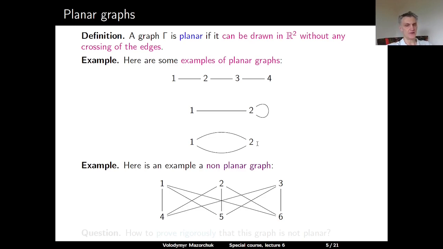And here is an example of a graph which is not planar. So we have vertices 1, 2, 3, 4, 5, 6, and then edges 1-4, 1-5, 1-6, 2-4, 2-5, 2-6, 3-4, 3-5, 3-6. So how it is drawn here, this is obviously not planar, but the question is how to prove rigorously that this graph is not planar. And a couple of next slides will be spent on developing the methods which are necessary to prove that this particular graph cannot be drawn in R2 without crossing of some edges.